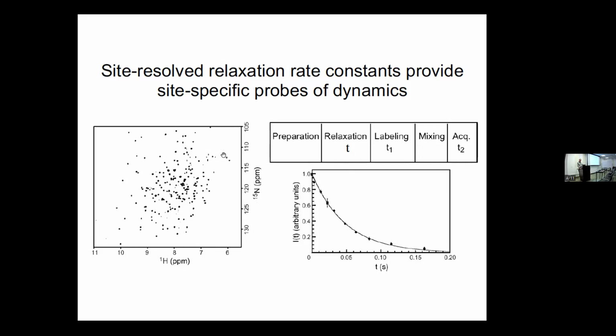But here is, I don't remember if this was T1 or T2, on triose phosphate isomerase from years ago in my lab. And then some peak here, we measured the intensity as a function of T, and then you can see the single exponential decay.